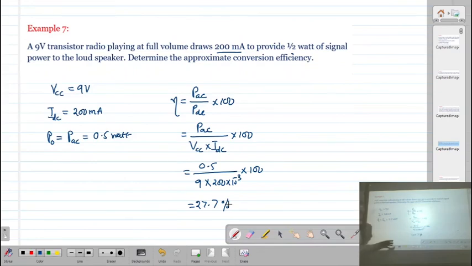Remember, only 27% of your DC energy is converted into AC energy and the rest of the energy is wasted. It is dissipated in the form of heat or in some other form. Only the useful power is 27%. Okay? Now we will see the next example.